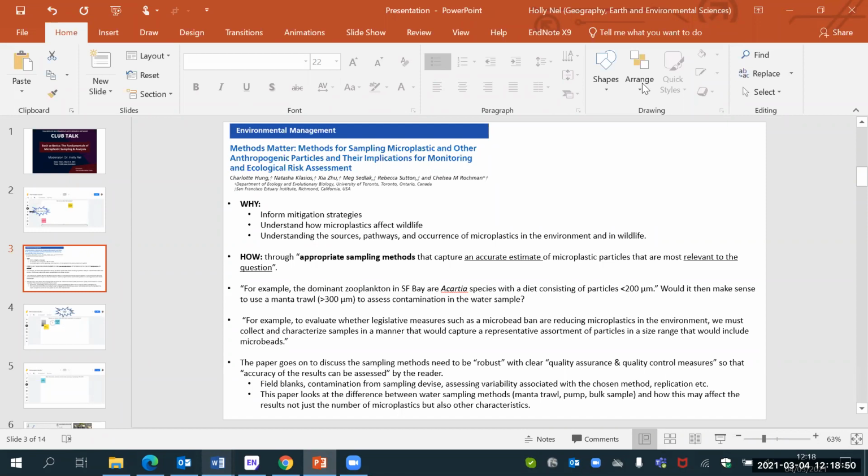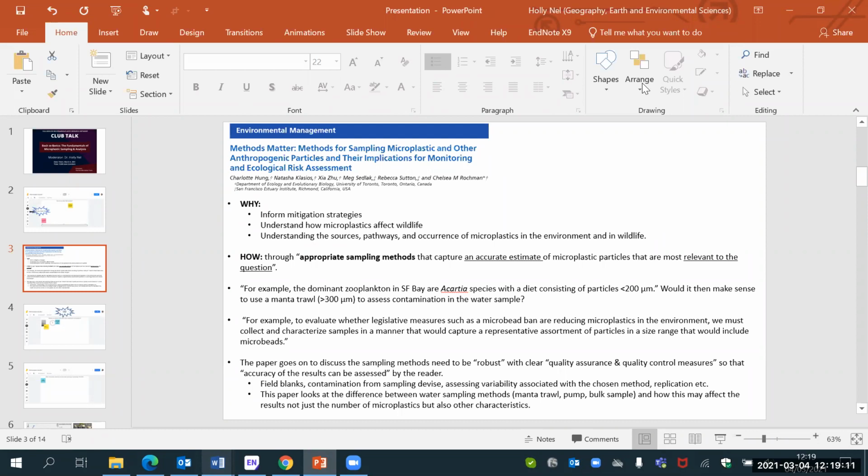hypothesis-driven studies? Is it for mitigation strategies? Is it, for example, I already saw on the Jamboard, because you want to validate a model? All of these questions are going to affect how you collect your samples and what sample you're going to target, whether it's water samples, sediment samples, or various sizes.